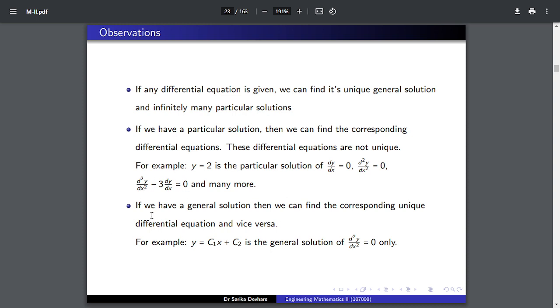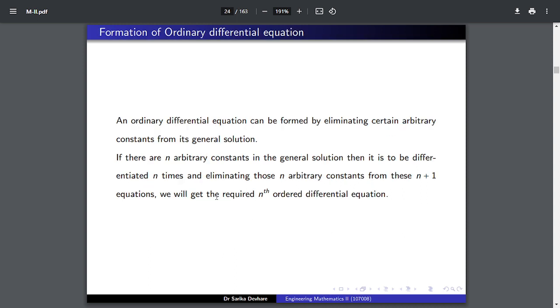The last observation is, if we have a general solution, then we can find the corresponding unique differential equation, and vice versa. That means if we have a differential equation, then its general solution is unique, and if we have a general solution and we find the corresponding differential equation, it will again be unique.